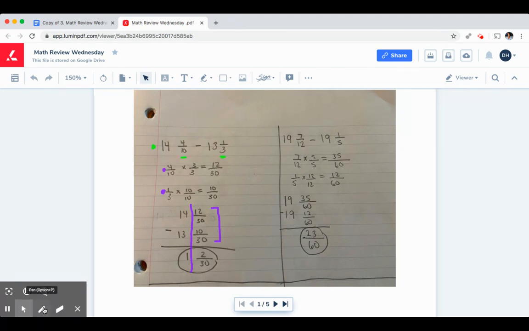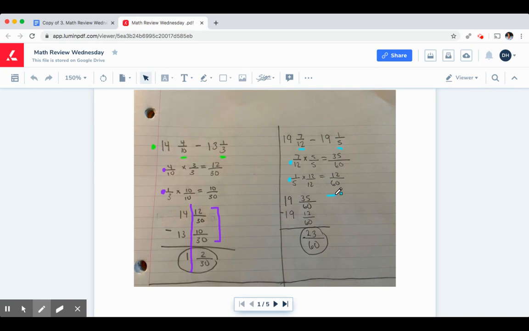For the next problem, I follow the same format to solve. First, I noticed that my units were not the same, so I know I needed to come up with a common denominator. And I used 60ths. 7/12 times 5/5 equals 35/60ths. And 1/5 times 12/12 equals 12/60ths.